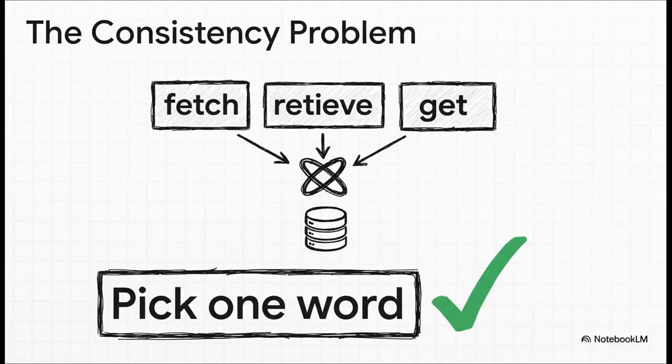And rule 3, be consistent. This is a huge one. If one class uses get to fetch data, please don't let another class use retrieve and a third use fetch for the exact same concept. Pick one word for one idea and just stick with it everywhere. Consistency makes your code base predictable, and that makes it way easier for everyone on the team to understand.